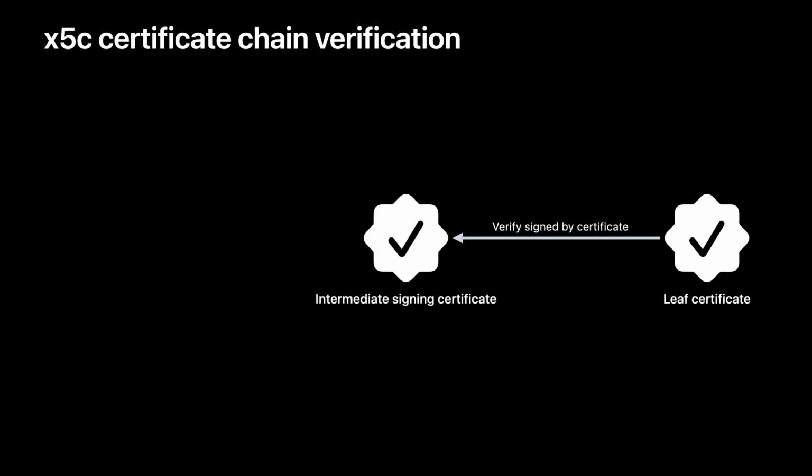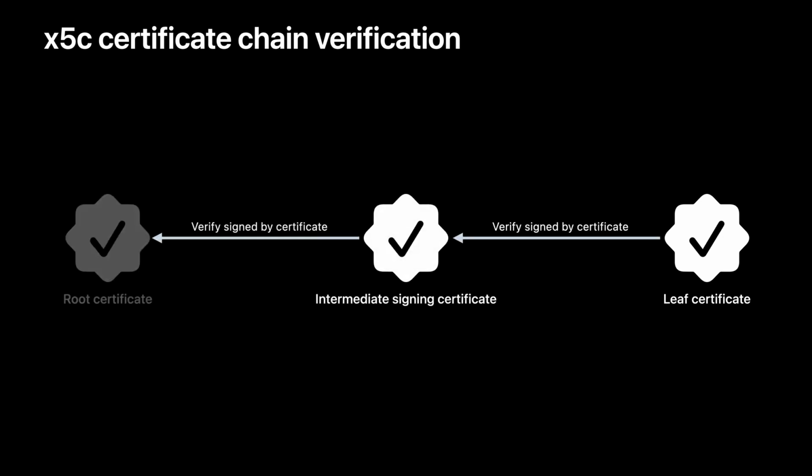Now that we've covered what generating an X5C certificate chain looks like, let's look at what verifying a chain looks like. Starting at the leaf certificate, we ensure that it was signed by the intermediate signing certificate. Then we ensure that the intermediate signing certificate was signed by the root certificate. Additionally, the root certificate should match the one from the Apple Certificate Authority. If all of these steps are successful, then the entire chain is verified as legitimate.